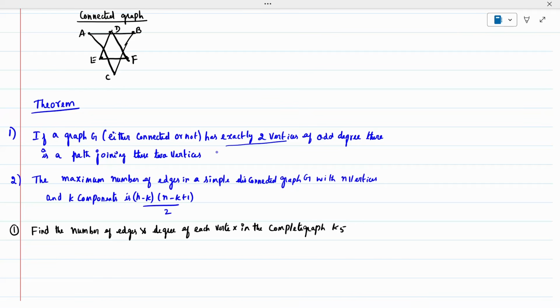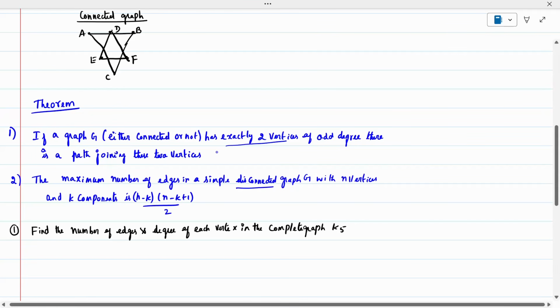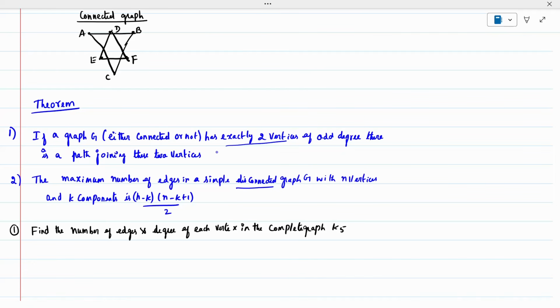The maximum number of edges in a simple disconnected graph with n vertices and k components can be written as (n minus k)(n minus k plus 1) divided by 2. The maximum number of edges is calculated by this. Related to this, some problems.